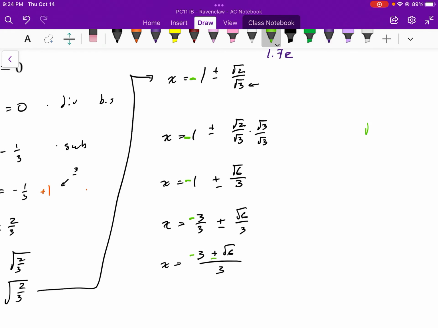You may be asking, why is root 2 times root 3 equal to root 6? Well, this follows the exponent laws. If we have a to the power of n times b to the power of n, this is just really the product of ab all to the power of n. And here our exponent is 1/2 because we're taking the square root.